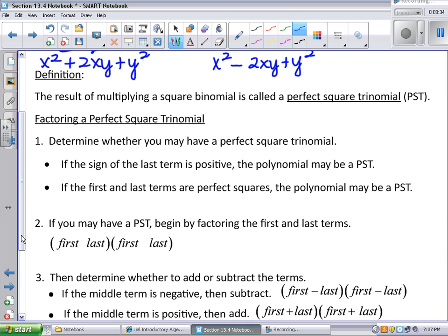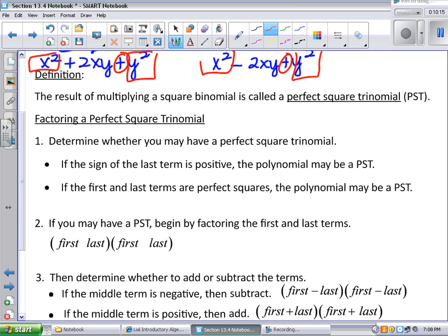So first, to determine whether you may have a perfect square trinomial, if the sign of the last term is positive, the polynomial may be a PST. Notice in both of these, the last term is positive. If the first and last terms are perfect squares, so first term is x squared, last term is y squared, first term is a perfect square, last term is a perfect square, it may be a perfect square trinomial.